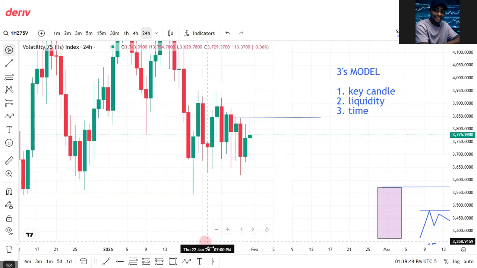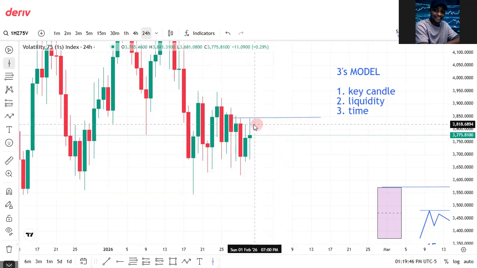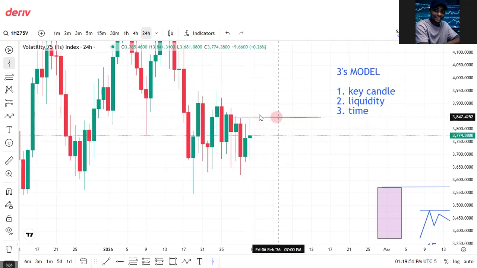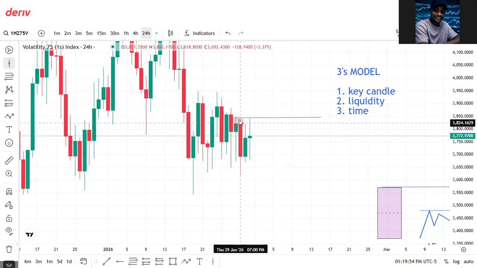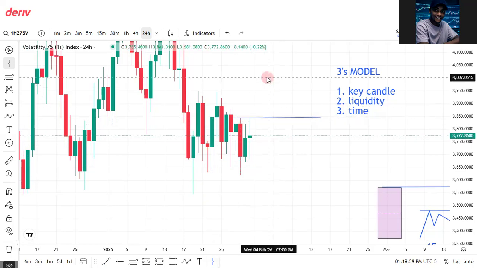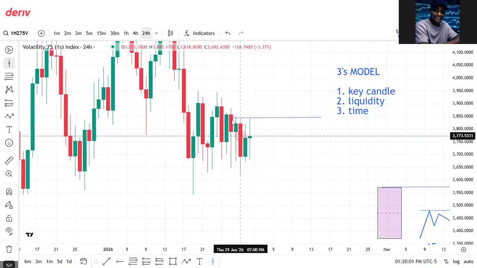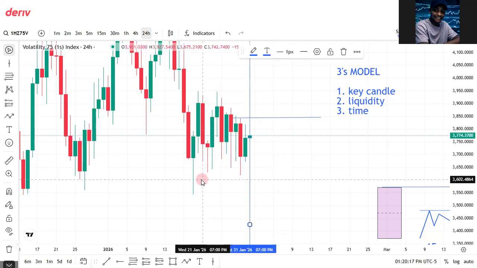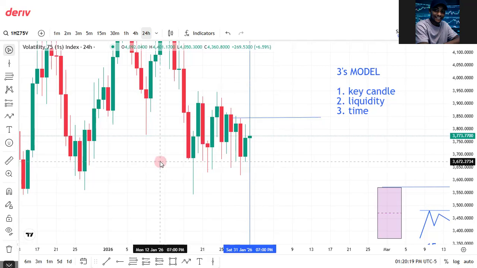So the next thing is the invalidation. If the market opens and trades above this and closes above the high of this key candle, then in that case I'll be looking for buys. But in this case, since we are seeing inside of these key candles, this is the high of the key candle, this is the low. Since we are inside this range, I'm looking to sell. And what do I want to see? I want to see 15-minute liquidity, that is, opposing liquidity being taken. So let's go into this and see.